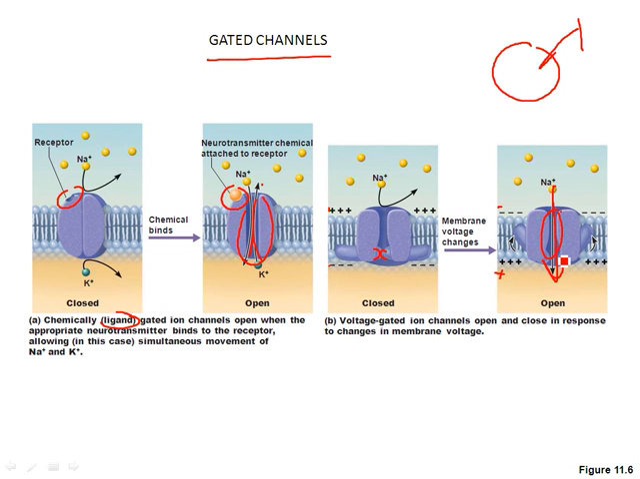So that's the difference between a ligand gated and a voltage gated. Ligand gated means something physically has to bind to it to make it open, and voltage gated means you just have to change the charge on the membrane for the protein to open up and allow the ions to flow.